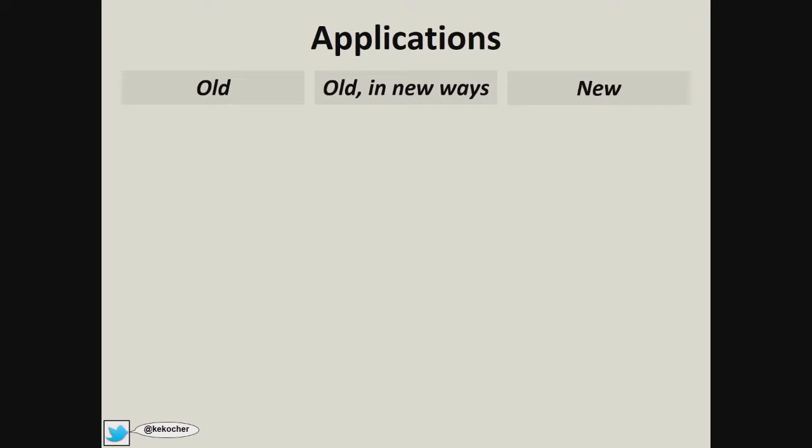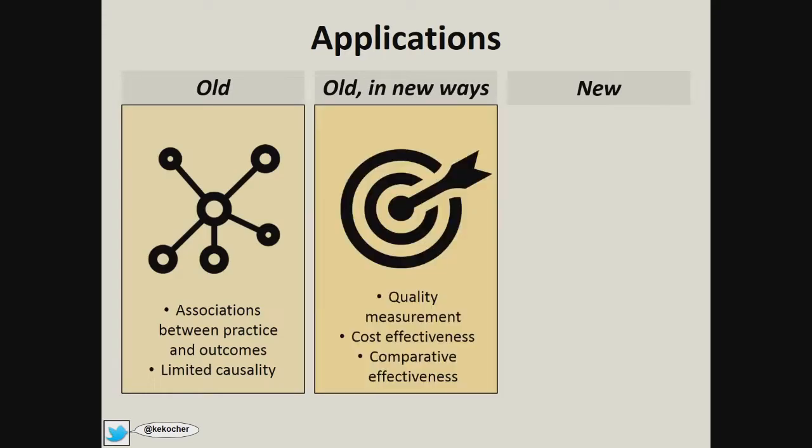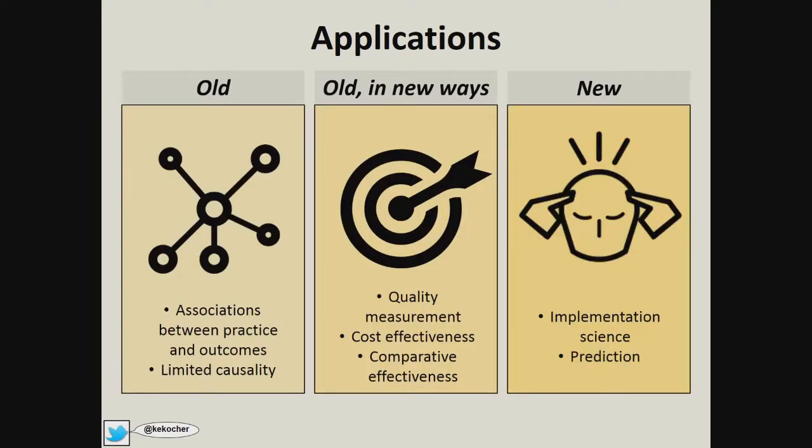I also broke this out in terms of applications, the old and then newer types of applications. Old things are about associations and patterns, particularly between practice and outcomes, but you have limited ability to say something about causality. There's increasingly measurement around cost effectiveness and comparative effectiveness, but what's new and fresh is prediction, and I'll be talking a little bit about some of the tools around how you do prediction.